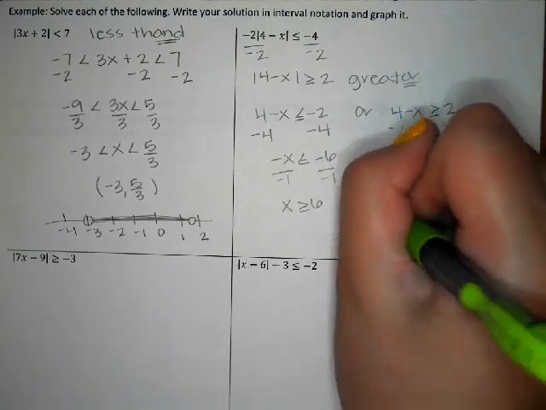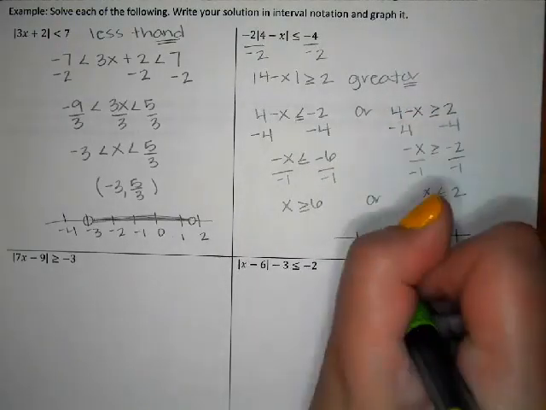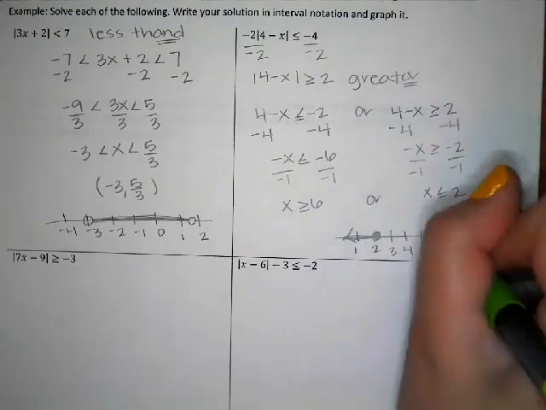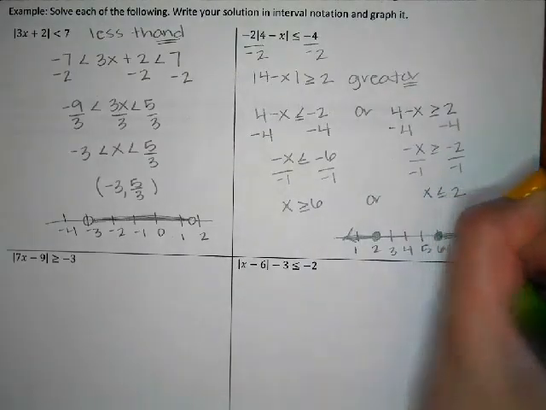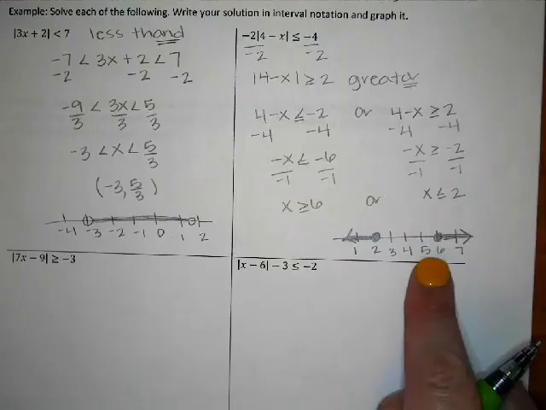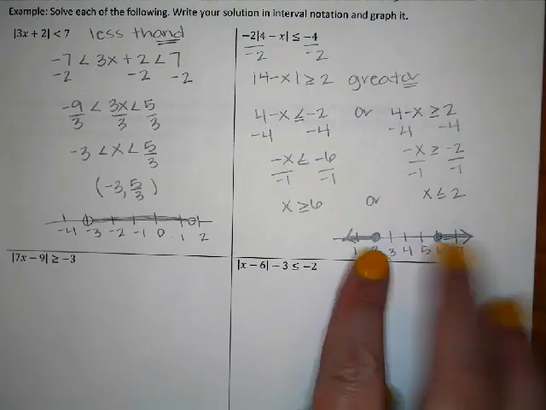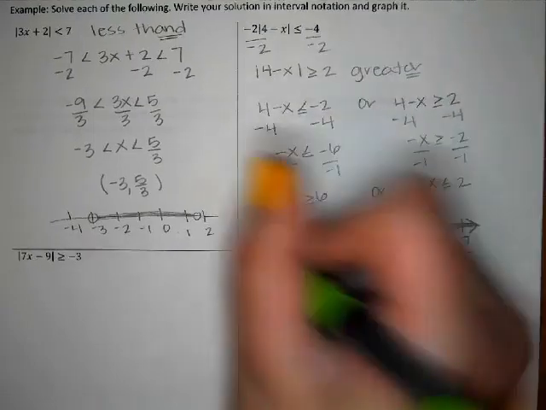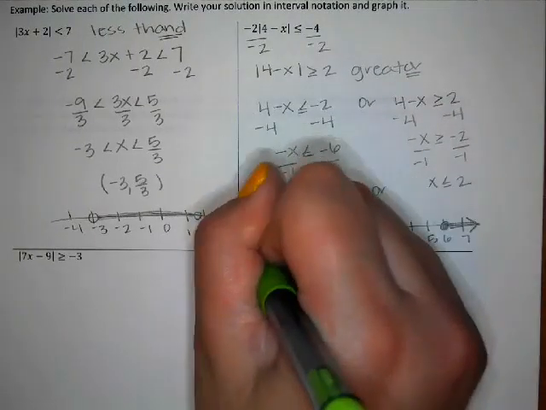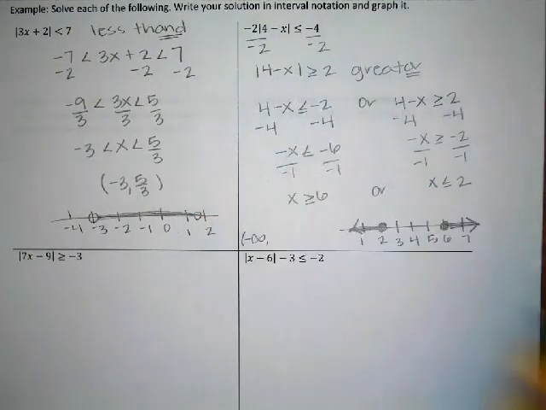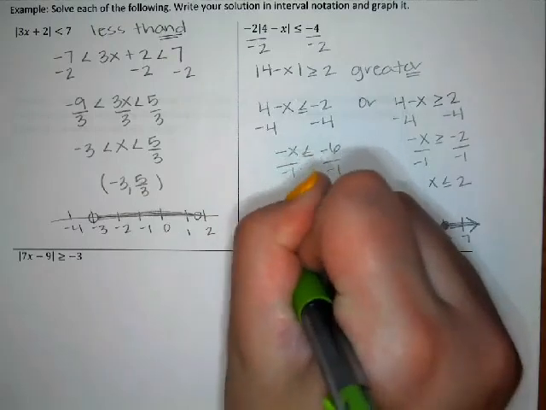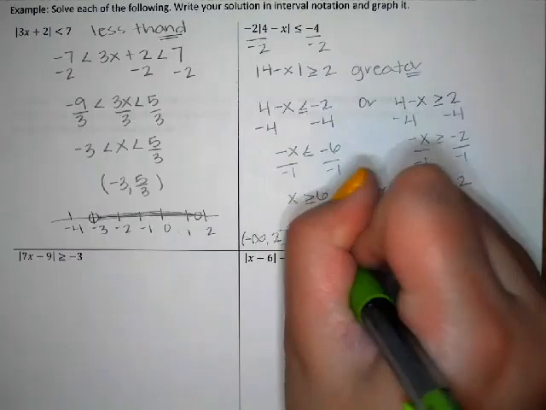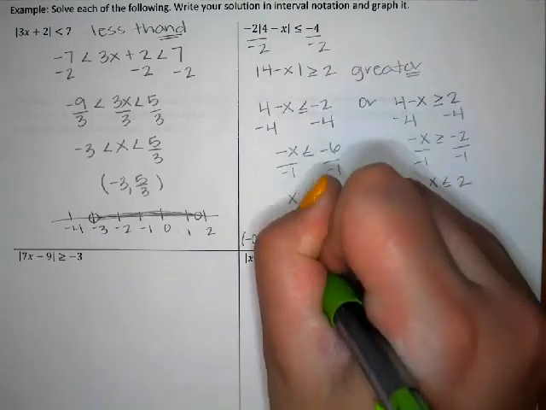X is less than or equal to 2. X is greater than or equal to 6. And this is exactly what we want from an or problem. They should be going opposite directions. And I'm going to write my interval notation. I'm going to say my first interval is from negative infinity to 2, including 2. Union for my second answer, starting with 6, going to infinity, and a bracket around the 6.